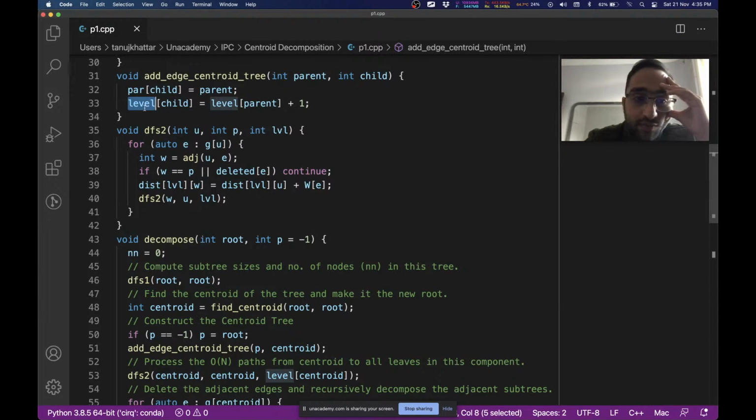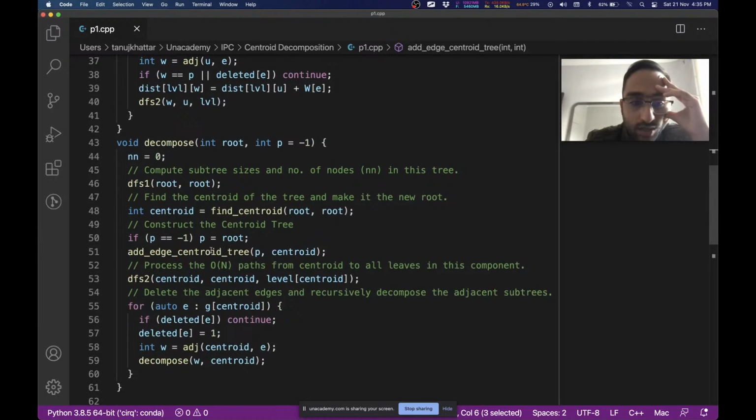I'm maintaining levels and parents. Like the level is the level of a node in the centroid tree, the parent is the parent of the node in the centroid tree. So this information is maintained for the centroid tree and not for the original tree. Once this is done, I need to process the paths which start from this centroid and go to all the leaves in this component. To do this processing, I do another DFS.